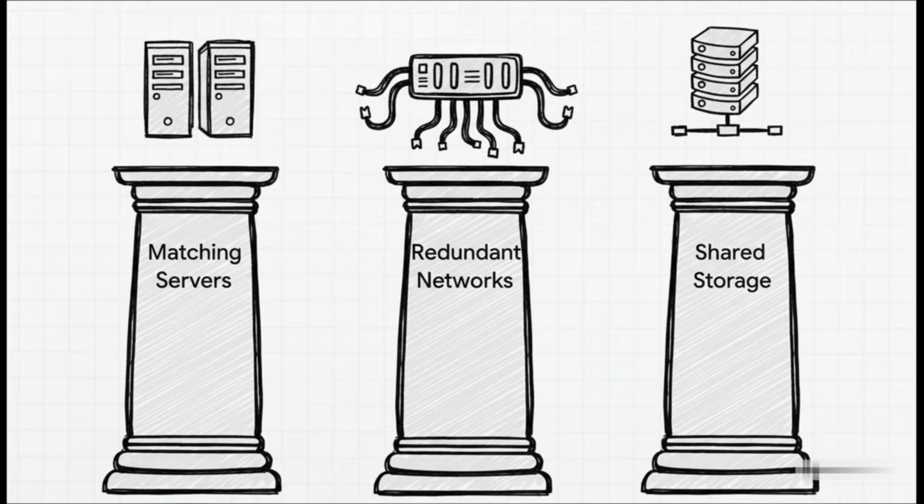And third, pillar number 3, is shared storage. All the nodes have to be able to get to the same data, and that's usually handled by something called a storage area network, or SAN for short.